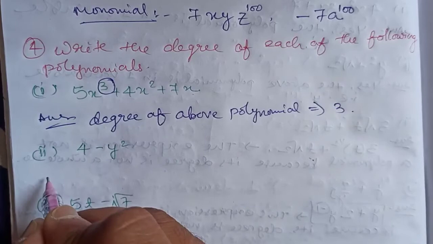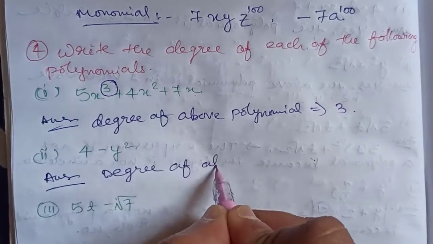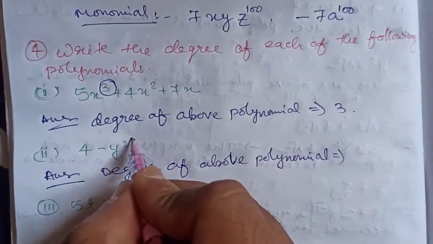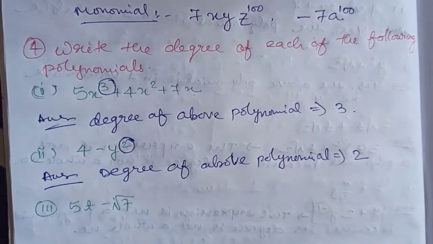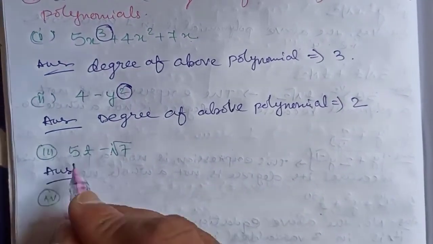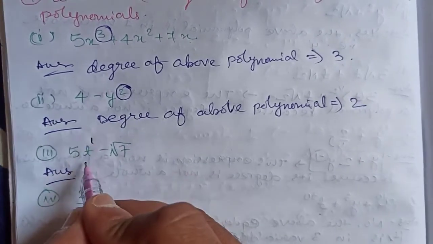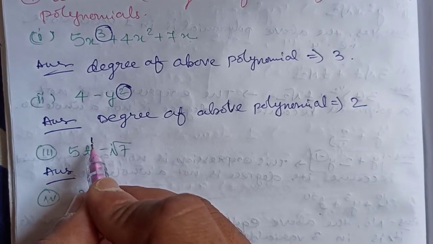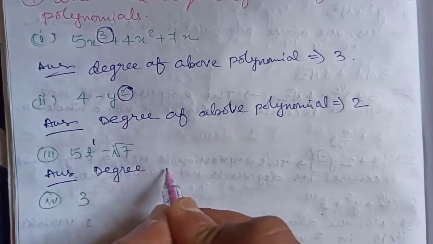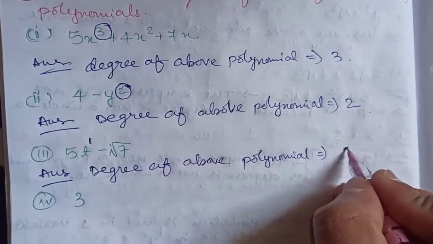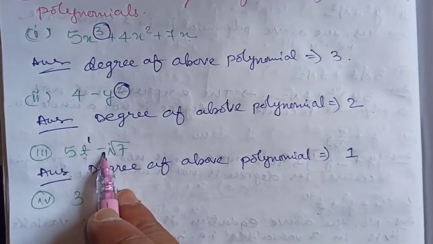Similarly, the degree of the second polynomial is 2. What is the highest degree? 2. So the degree of this polynomial is 2. Degree means power. Next polynomial, the degree is 1, t to the power 1. If nothing is given, that means you can write 1 for the degree. So the degree of the above polynomial is 1. Okay, this is a linear equation.